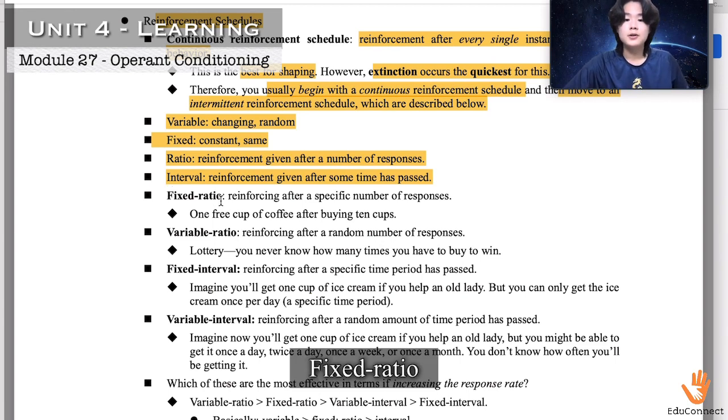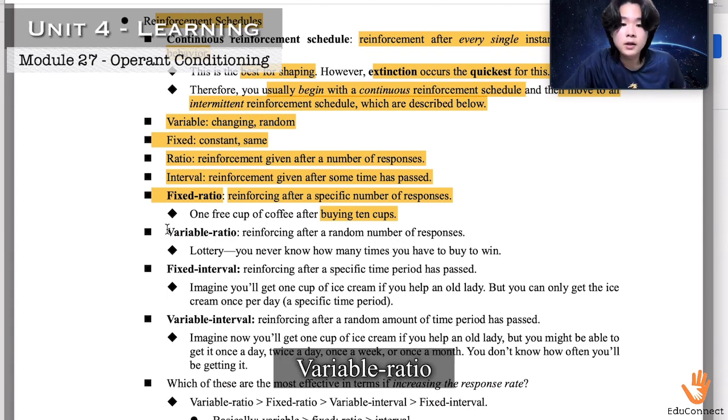Now, what fixed ratio means is reinforcing after a specific number of responses. So for example, 1 free cup of coffee after buying 10 cups. So there is the specific number that you need to buy to get the coffee, right? It's a fixed ratio. Every 10 cups you buy, there will be 1 free coffee. And these types of reinforcers are called fixed ratio.